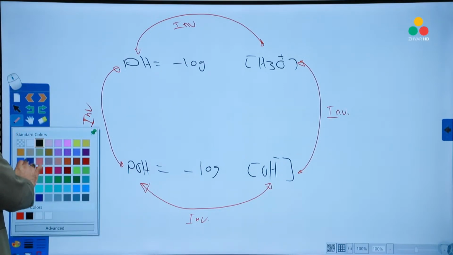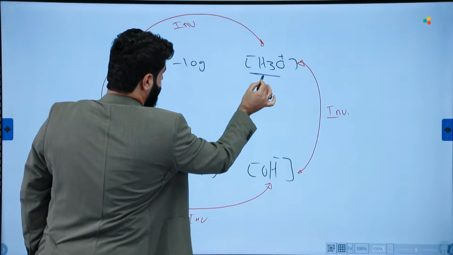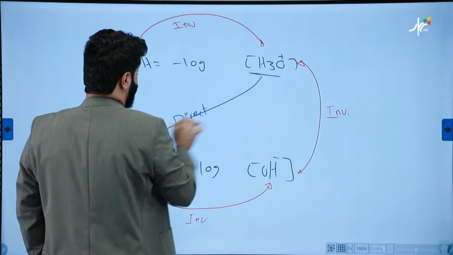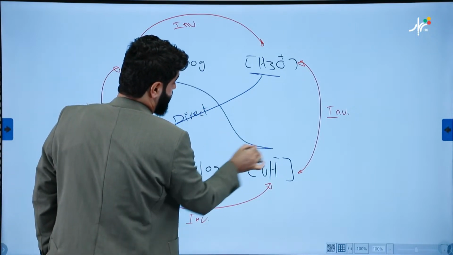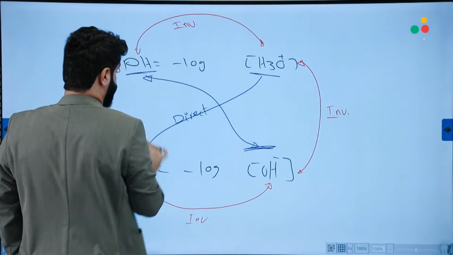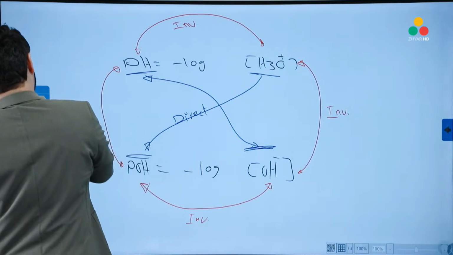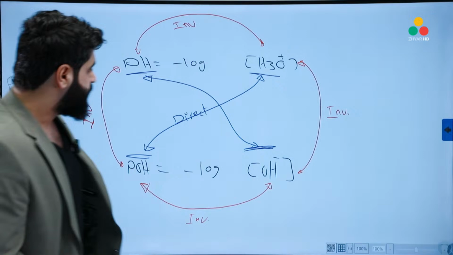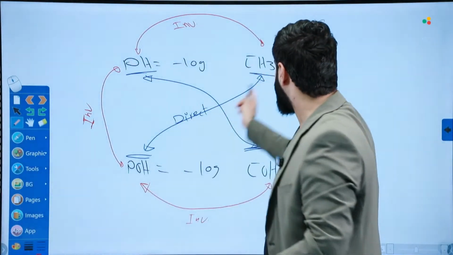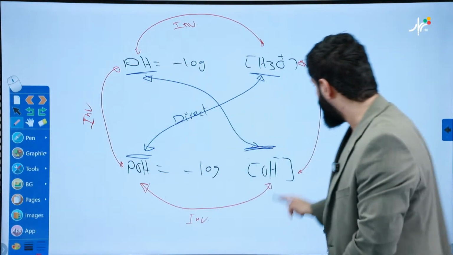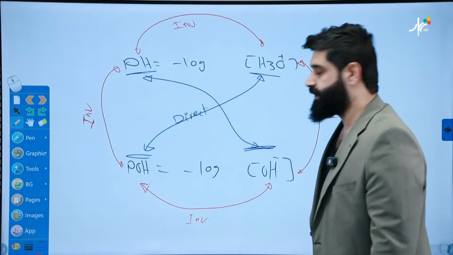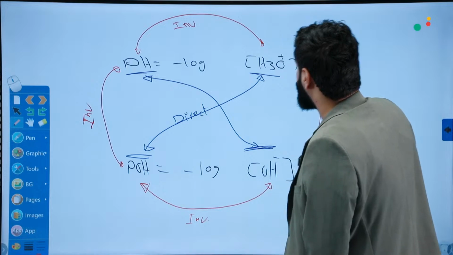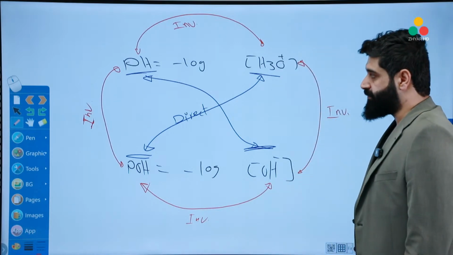So how about the direct relations? Look, H3O with OH, they are direct. And the pH with the OH, they are direct. Just like this, you can learn the relation between them. Inversely proportional, inverse, inverse, inverse, and these two are directly proportional. Good. For what do we need this kind of mapping?